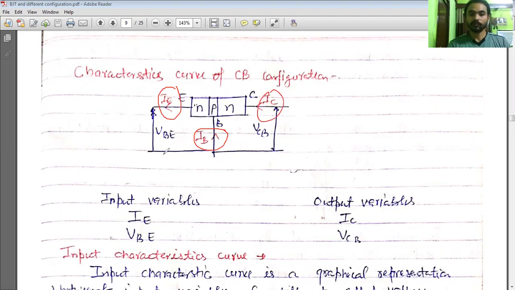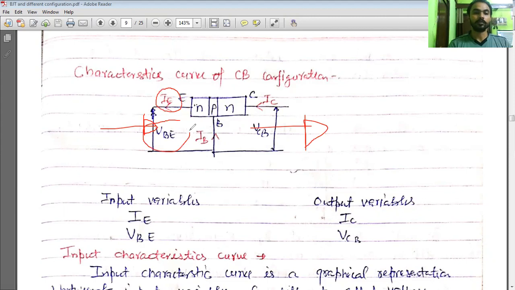This end is in forward bias, that is the emitter-base junction, and this end is in reverse bias, that is the collector-base junction. This is the input end and this is the output end. The input current is the emitter current IE, and the input voltage is VBE. The output variables are the output current IC and the output voltage VCB.